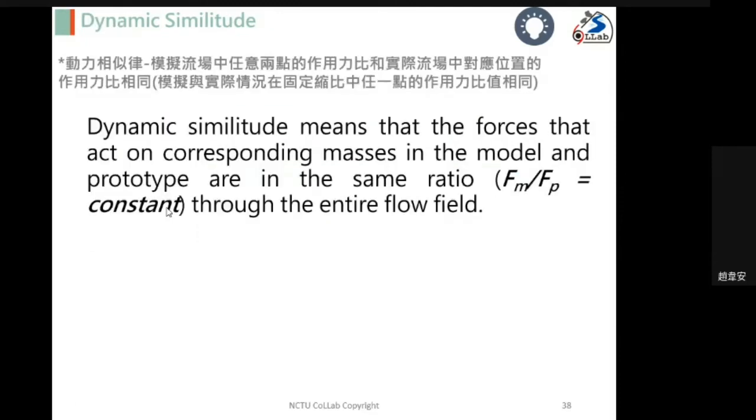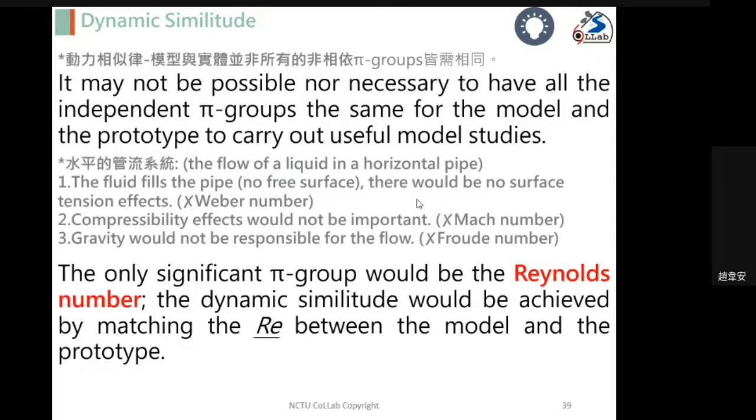And the dynamic similitude means that the forces acting on the corresponding masses in the model and the prototype are in the same ratios. We need to keep the force in the model and the force in the prototype at constant ratios throughout the entire flow field. So what are the meanings?